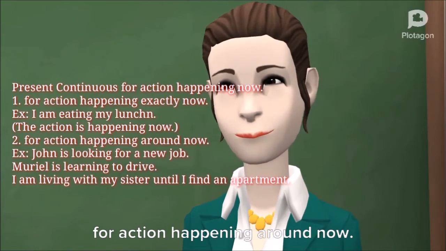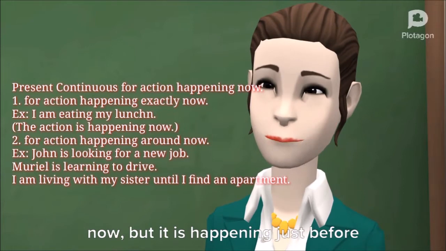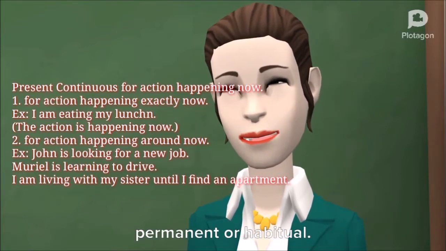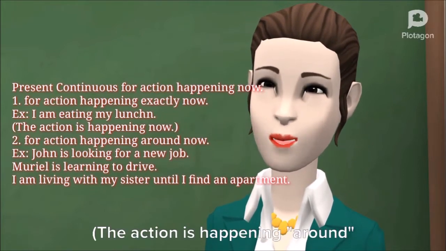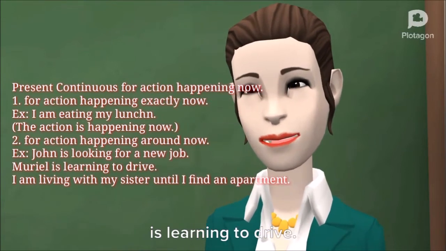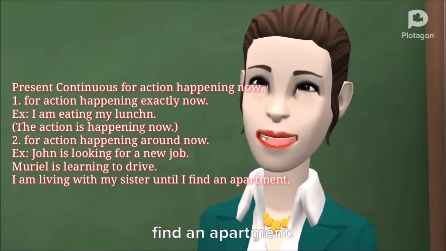2. For action happening around now. The action may not be happening exactly now, but it is happening just before and just after now, and it is not permanent or habitual. For example, John is looking for a new job. The action is happening around now. Look at these examples. Muriel is learning to drive. I am living with my sister until I find an apartment.